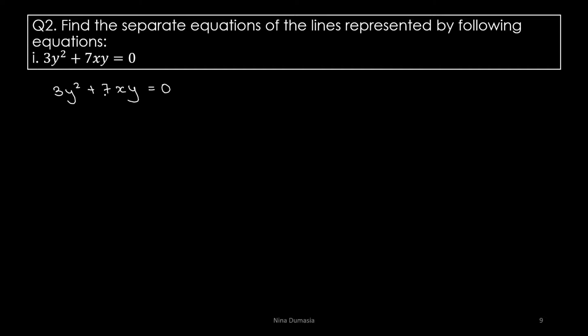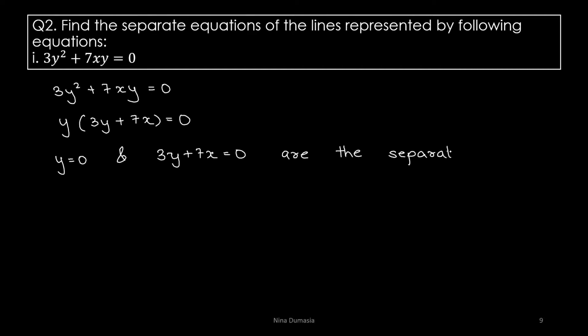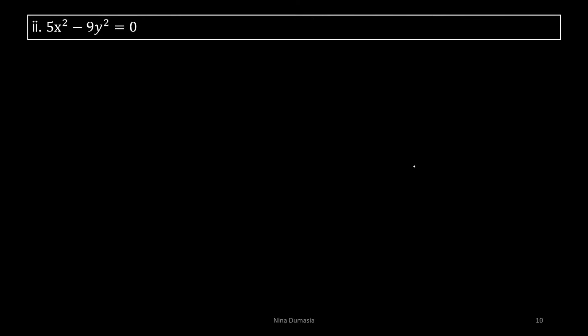Now here I can take y common, so I get y into 3y plus 7x is equal to 0, correct? And therefore we have already split this into two linear equations. The first one is y is equal to 0 and 3y plus 7x is equal to 0, which are the two separate equations. Let us do the next one.